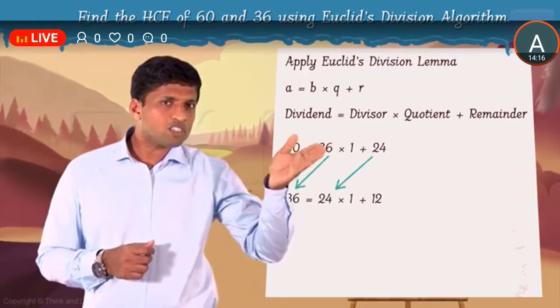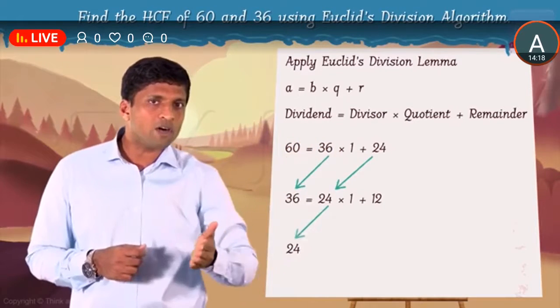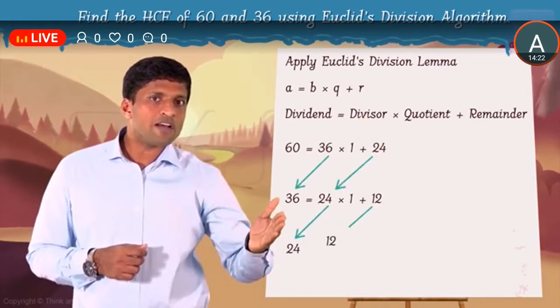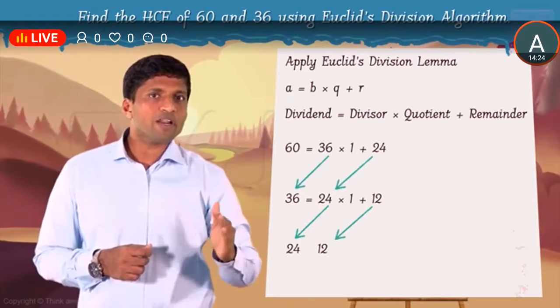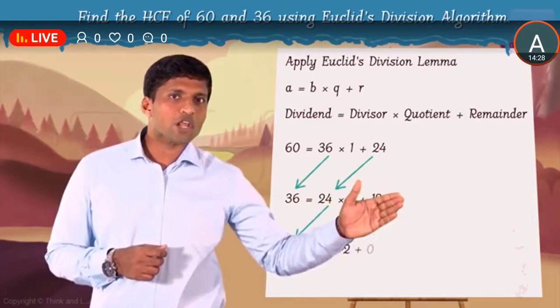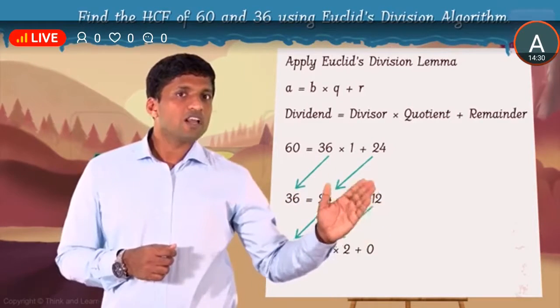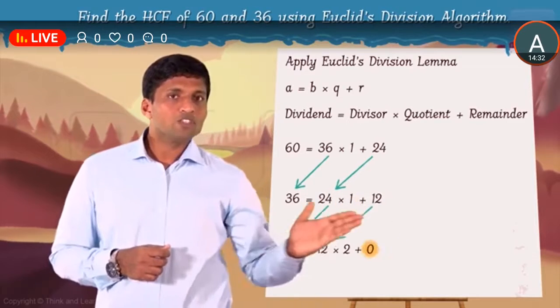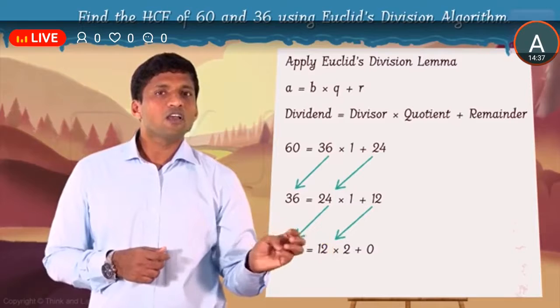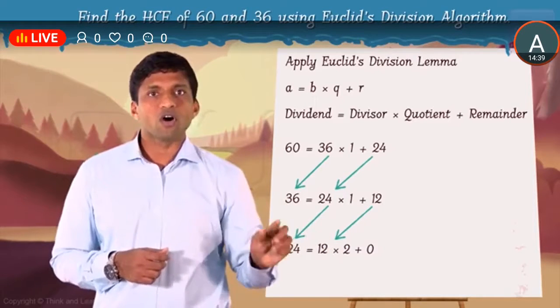Repeating that, you just see what is happening here. 24 will come here, and that is the dividend. 12 will become the divisor. So you'll write 24 equal to 12 into 2 plus 0. So here itself, the remainder is becoming 0. So the current divisor, that is in the last step, which is 12, will directly become your answer, or that is the HCF.